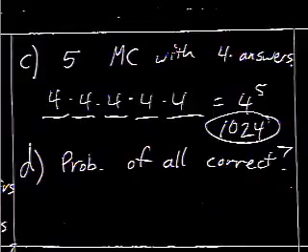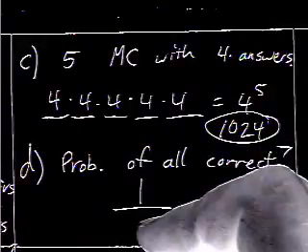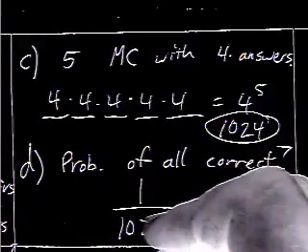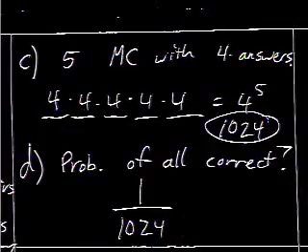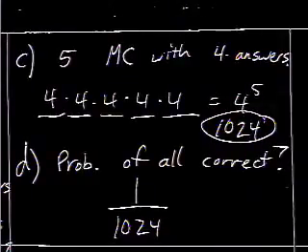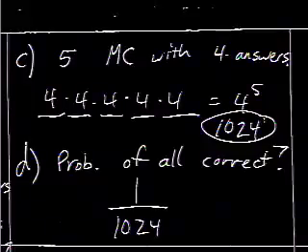What's the probability of getting them all correct? Well, there's only one right set of 5 correct answers, and there's 1024 different ways of answering those, so the probability of getting them all correct is 1 out of 1024. Now, my assumptions on these are that you are purely guessing. For instance, let's suppose these 5 questions were from a graduate level engineering exam written in Chinese. Then I think you'd probably be guessing.